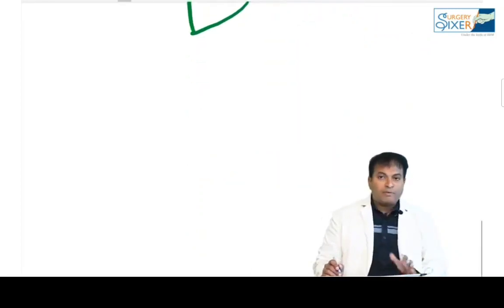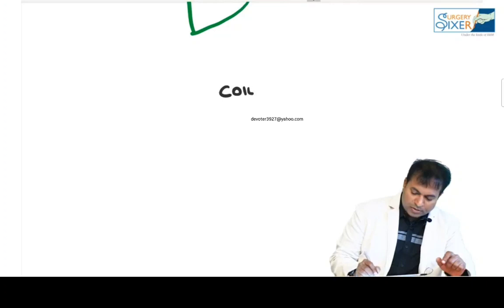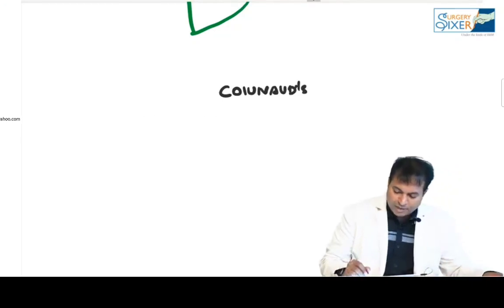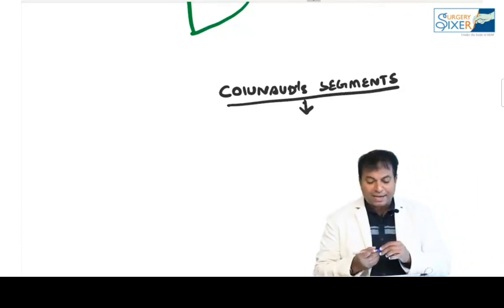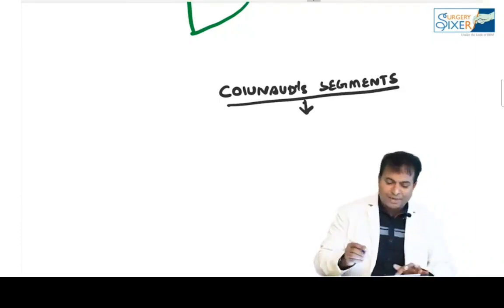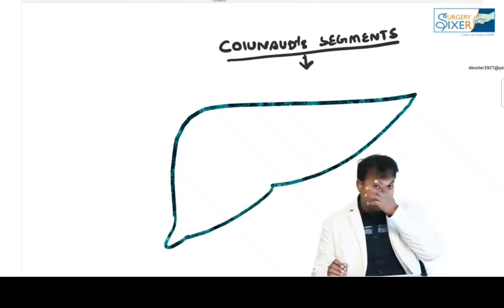Whenever you start discussing the liver, usually the examiners will expect you to know about the Couinaud segments. How many segments are there in the liver? Can you tell me? Please remember, we have totally 8 segments of liver. I am going to make it very simple, nothing to mug up in this.